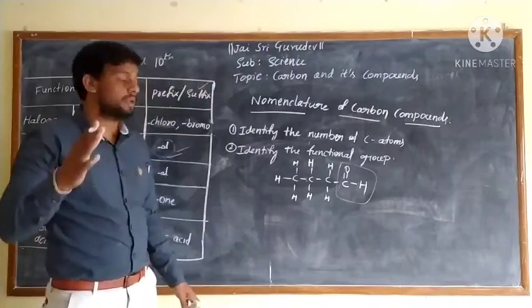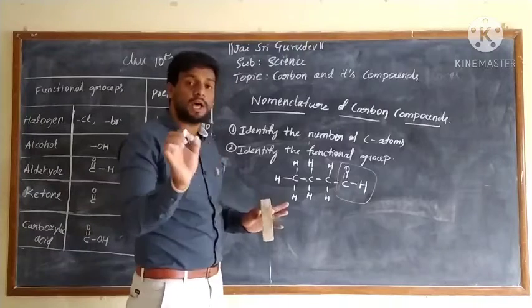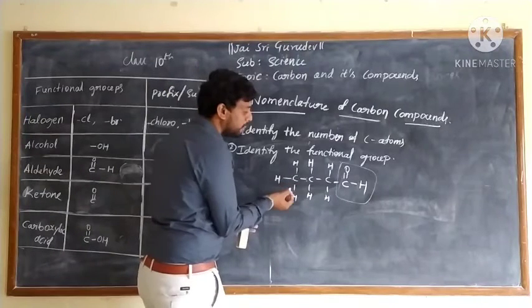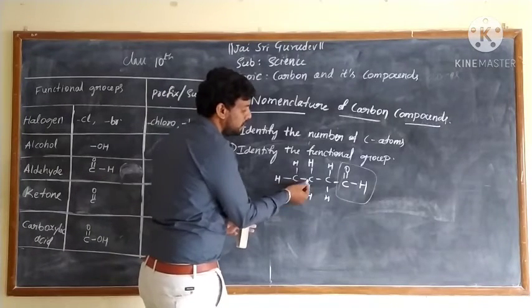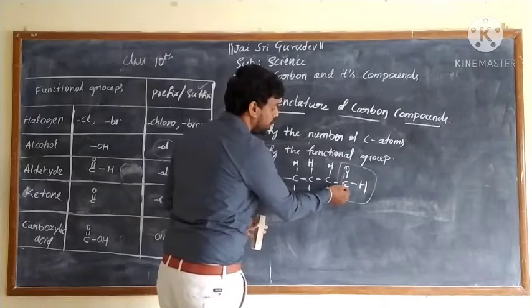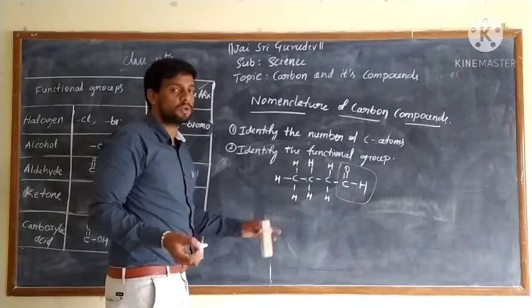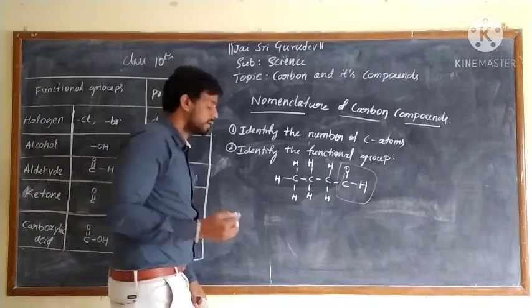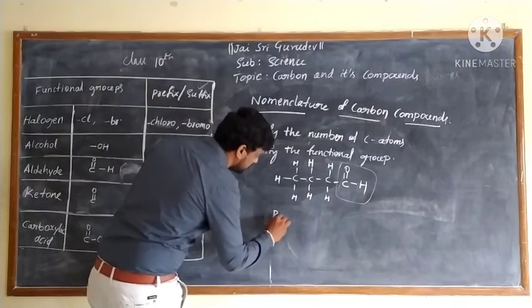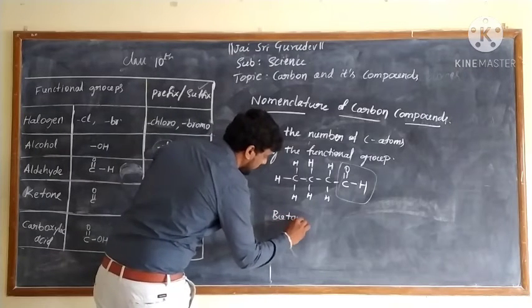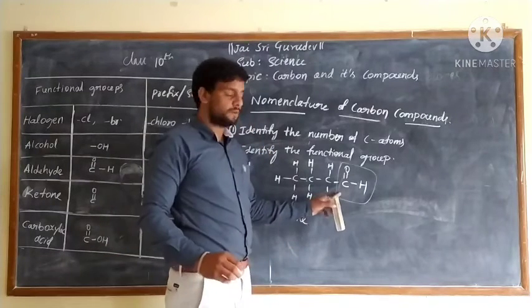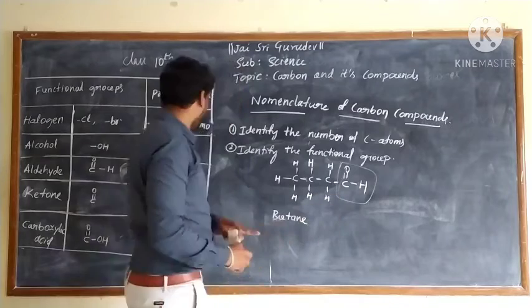So now we have to name this compound. Now count the carbon atoms here. How many carbon atoms are there? 1, 2, 3, 4. Four carbon atoms are there, and it is saturated. So four carbon atoms means this will be the butane chain.